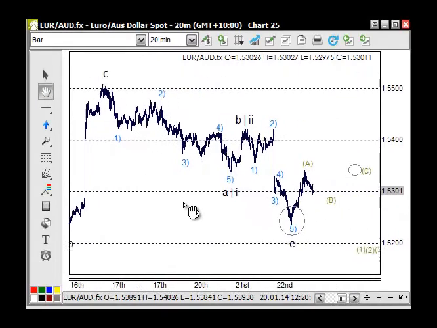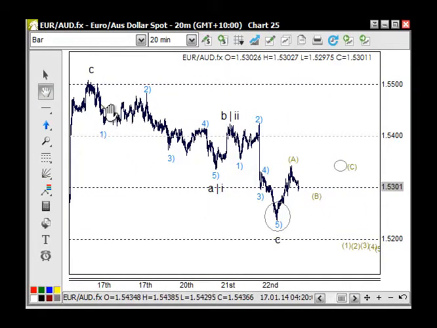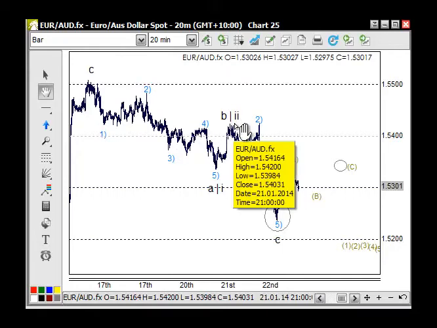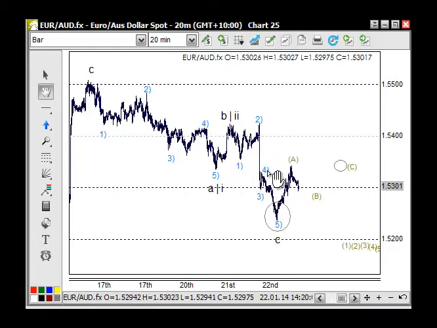A little bit complicated here, but as I pointed out the other day, we were looking at 1, 2, 3, 4, 5 here, then an A and a B and a C coming back up, and then over the last sessions we've got 1, 2, 3, 4, 5 here. So all of this down here makes an A, a B, and a C, or it makes down for 1, back for 2, down for 3, back for 4, and down for 5.